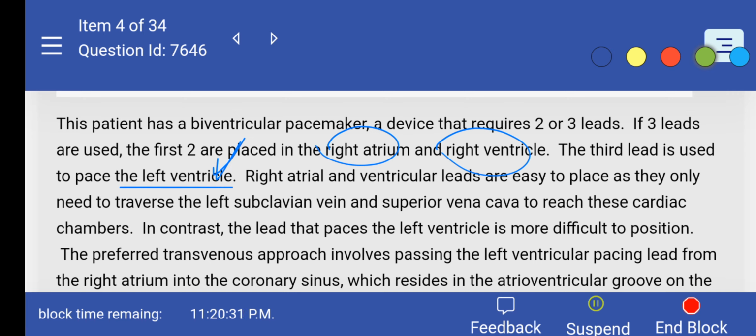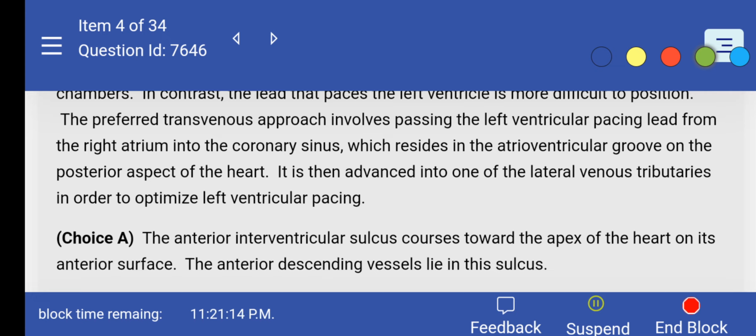Right atrial and ventricular leads are easy to place as they only need to traverse the left subclavian vein and superior vena cava, right, to reach these cardiac chambers. In contrast, the lead that paces the left ventricle is more difficult to position. The preferred transvenous approach involves passing the left ventricular pacing lead from the right atrium into the coronary sinus, okay, which resides in the AV groove. This is important, that the coronary sinus resides in the AV groove on the posterior aspect of the heart. It is then advanced into one of the lateral venous tributaries in order to optimize left ventricular pacing.